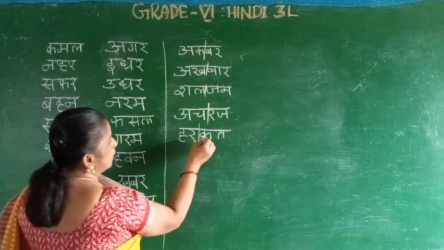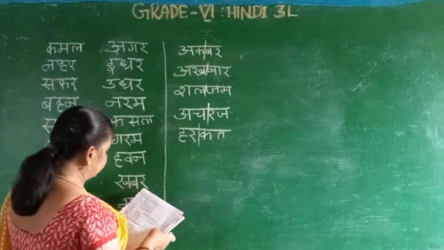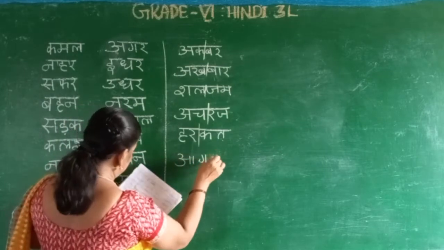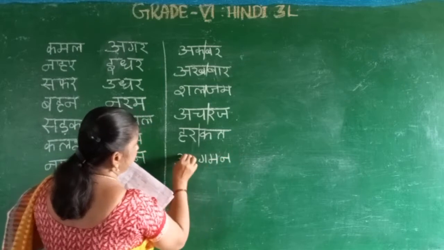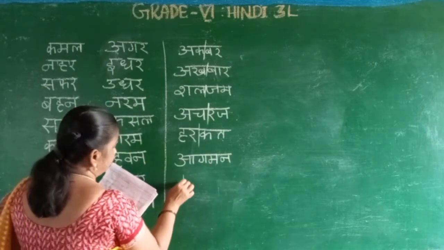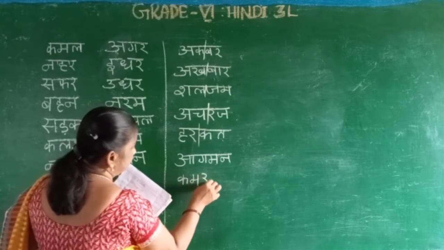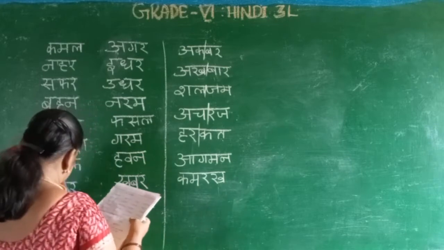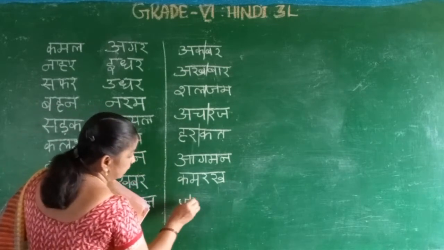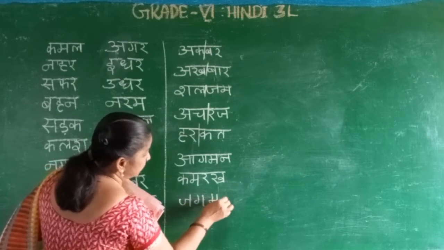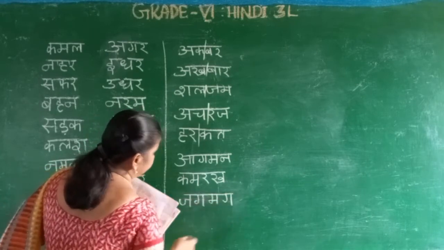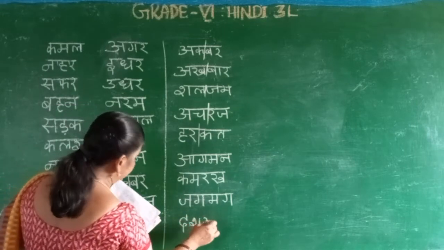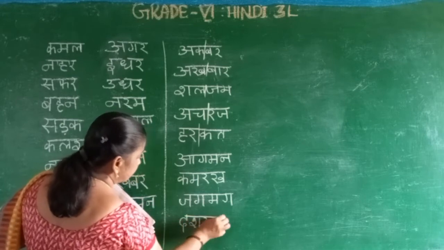Now ha, ra, ka, ta, harkat. A, ga, ma, na, agaman. Ka, ma, ra, ka, kamrak. Ja, ga, jag, ma, ga, jagmag. Da, sa, ra, ta, dasrat.